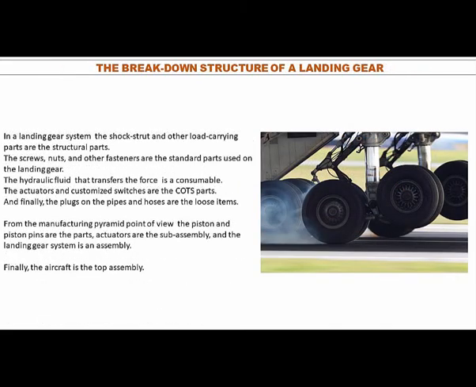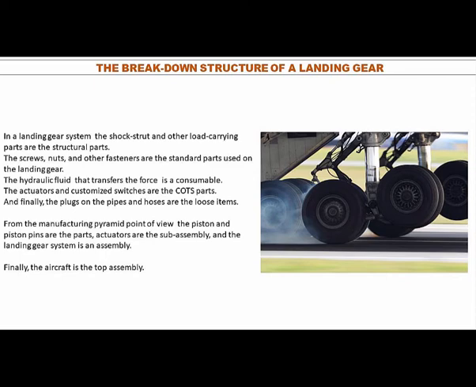Now, let's go into details with an example. Our example is landing gear. In a landing gear system, the shock strut and other load-carrying parts are the structural parts. The screws, nuts, and other fasteners are the standard parts used on the landing gear. The hydraulic fluid that transfers the force is a consumable. The actuators and customized switches are the commercial off-the-shelf parts. And finally, the plugs on the pipes and the hoses are the loose items.